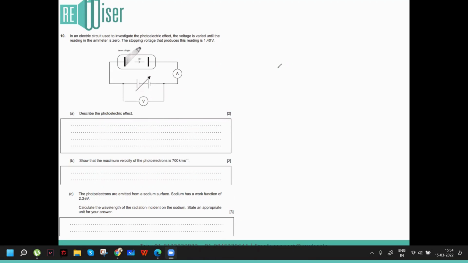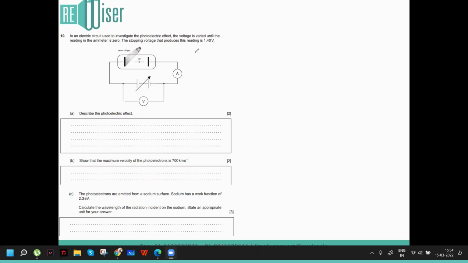Here we have a question on chapter 12, the subsection being photoelectric effect. Let's have a look at the question. In an electronic circuit used to investigate photoelectric effect, the voltage is varied until the reading on the ammeter is 0. The stopping voltage that produces this reading is 1.4 volt.